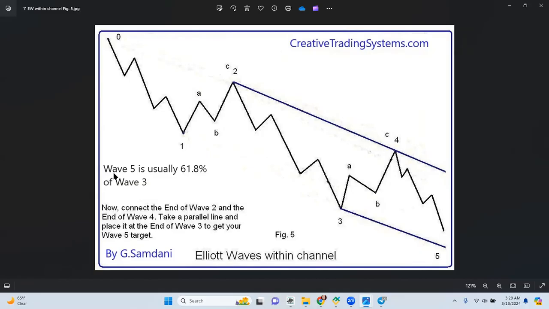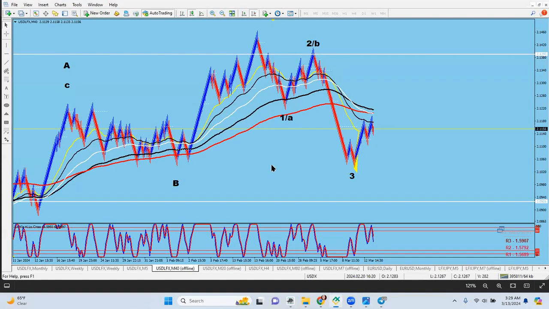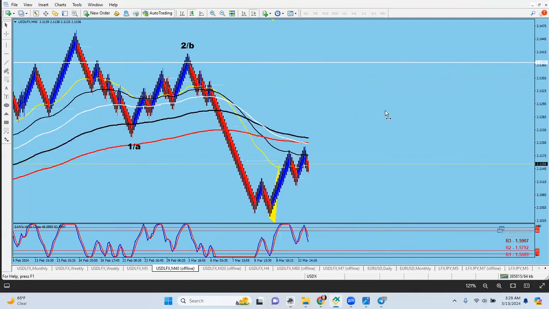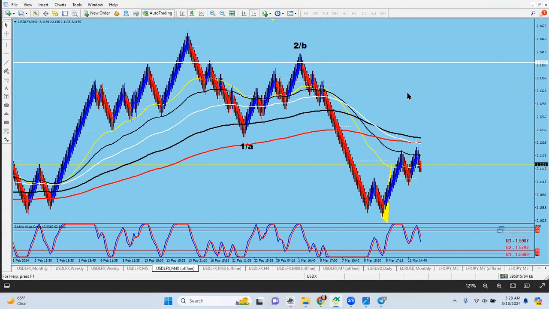So I have it here that wave 5 is usually 61% of wave 3. So how do we measure that wave 5? Let's go take a look at the live chart. This is the live chart that we were going on, and this is what is cooking, and a very good one. So that's why I measured that.